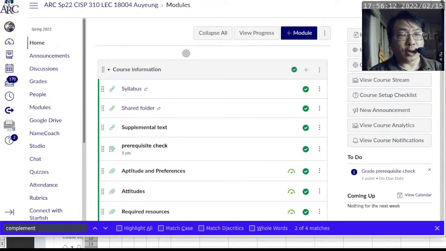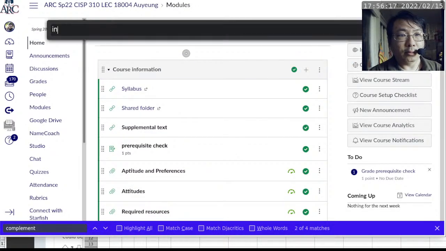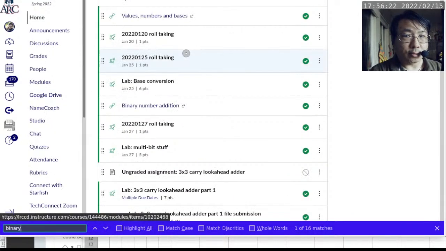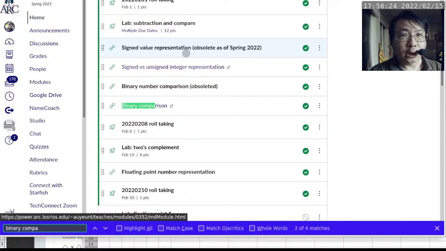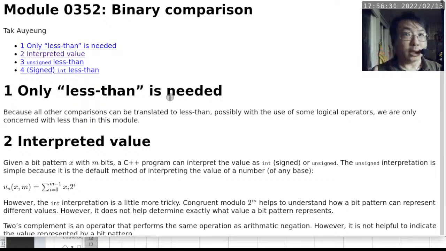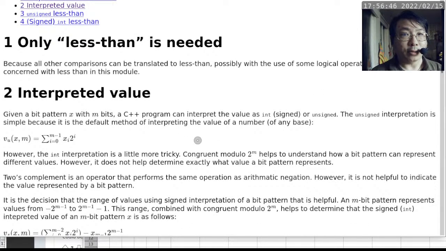So now we're going to move on to binary comparison. Search for binary comparison. There we go. I just typed this, this is replacing something that was here already, but it really is the same thing. If you have already read the notes before this one, the obsoleted one, it's okay. It's not going to be a waste of your time. It's just that I found a different way to present exactly the same thing.